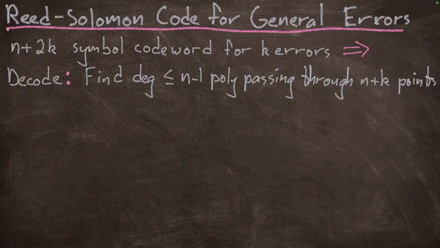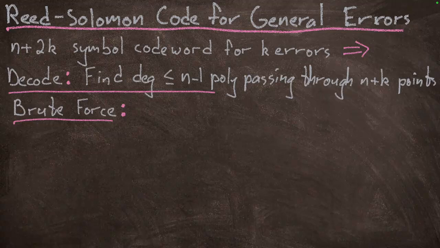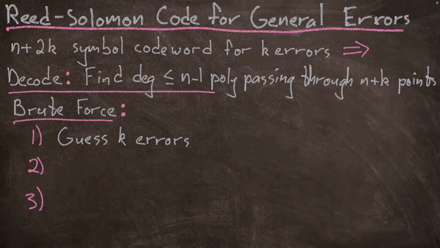Property 1 says it exists. Property 2 says it's the correct polynomial. So we need to find some polynomial that passes through n plus k points and is degree n minus 1. So this gives us a brute force algorithm for solving this. It's 3 steps. One is guess the k errors. Just guess them.